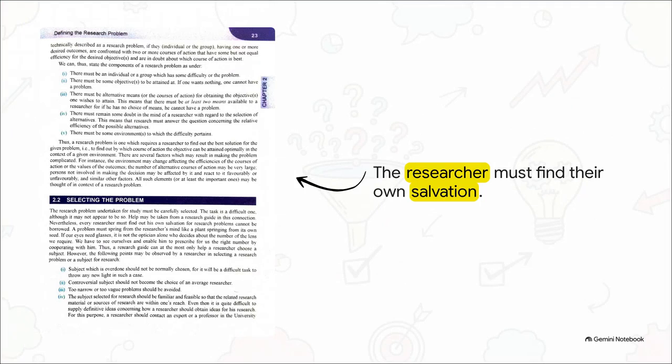The text uses this really brilliant optician analogy for this phase. Think about it. If your eyes need glasses, the optician doesn't just arbitrarily decide your prescription, right? You have to cooperate and tell them what you're seeing. It's the exact same for a researcher. You can't just borrow a problem from a guide or a professor. A problem has to spring from your own mind. A guide can help steer you, for sure, but ultimately, the researcher has to find their own salvation.